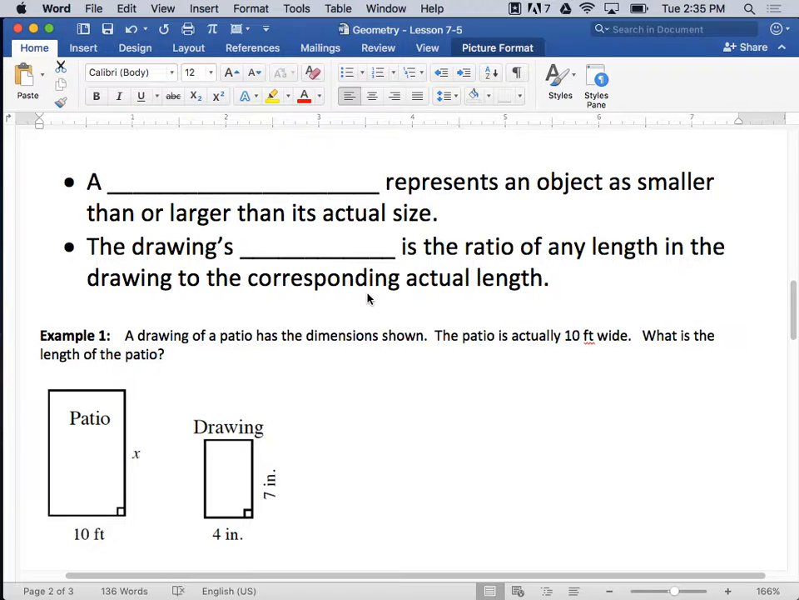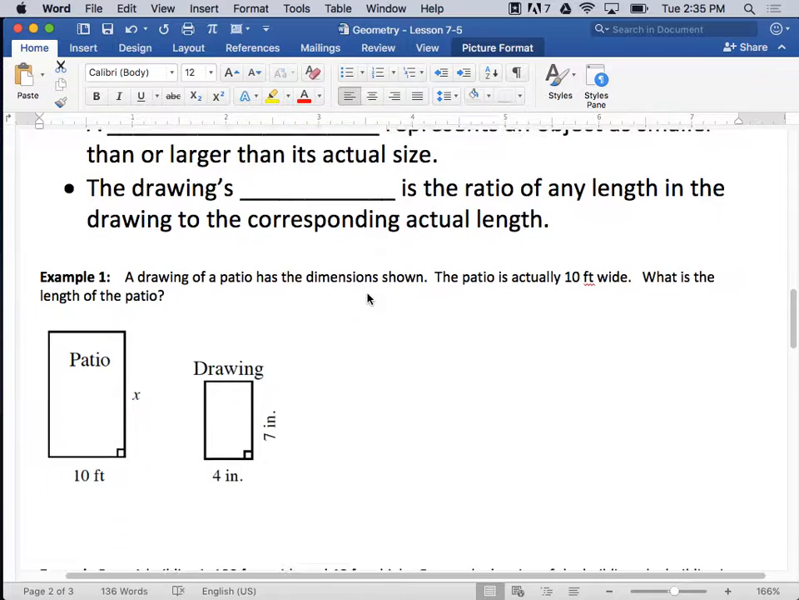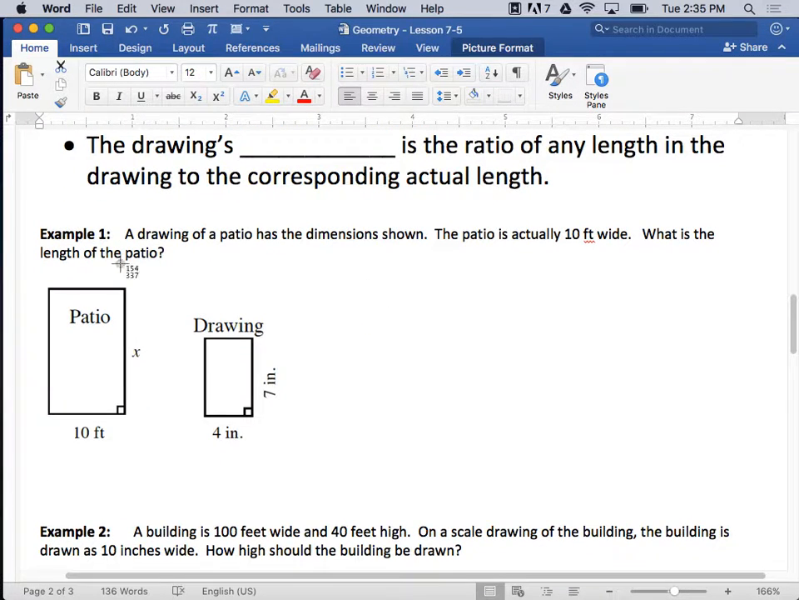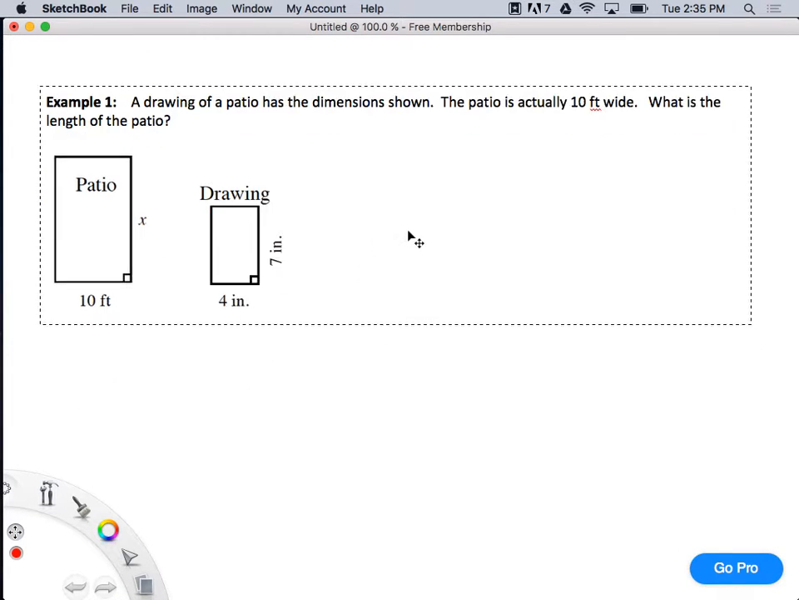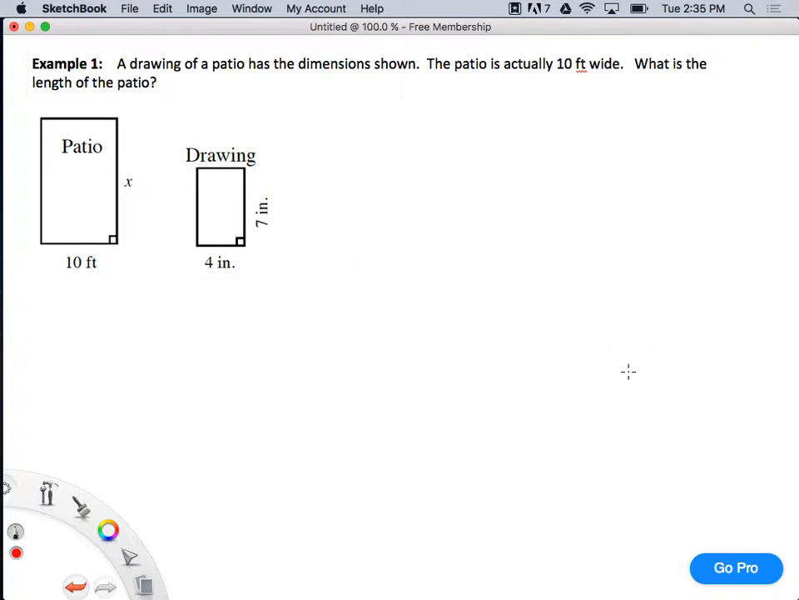So that's cool. That's a scale drawing, and we saw the scale. All right, now let's take a look at example questions. I made these example questions to be very similar to your test. I specifically made all 3 of these example questions to be very similar to test questions.